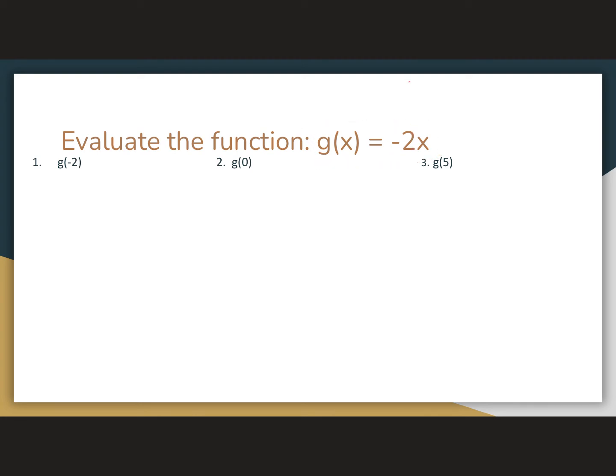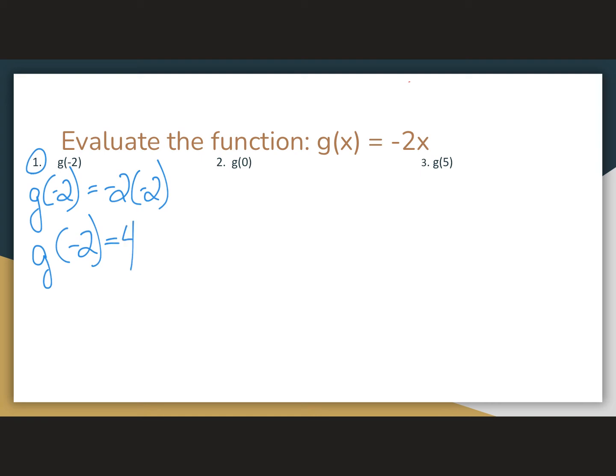So in this case, we're going to take g of x, and we are going to find our input. The first one, we have g of negative 2. So we're going to find g of negative 2. Remember that the negative 2 replaces x. It is negative 2 times negative 2. I'm going to put where my x is in parentheses. Well, that's easy enough. Negative 2 times negative 2 gives me 4. So g of negative 2 is 4.